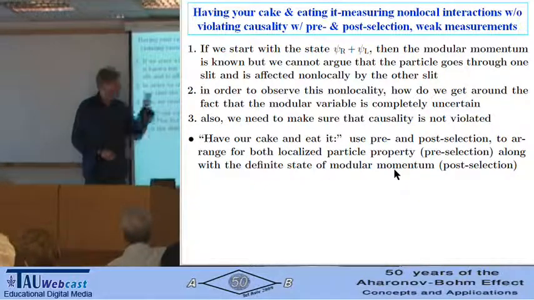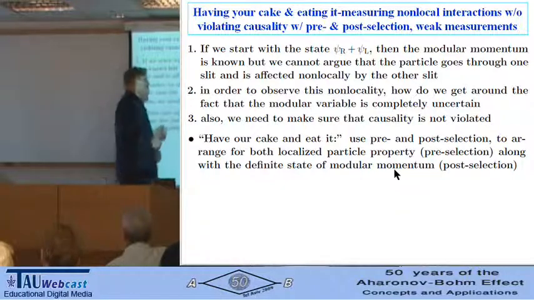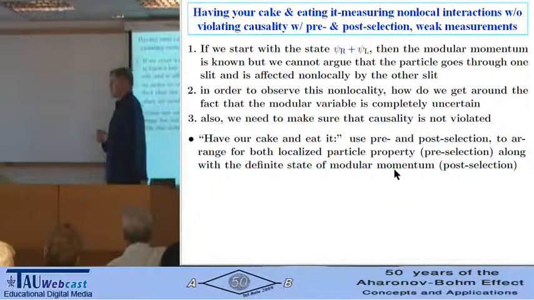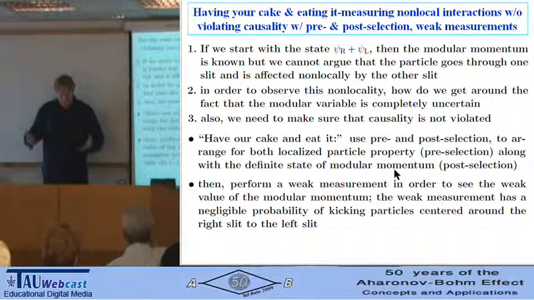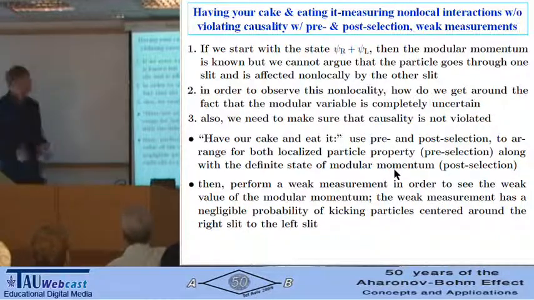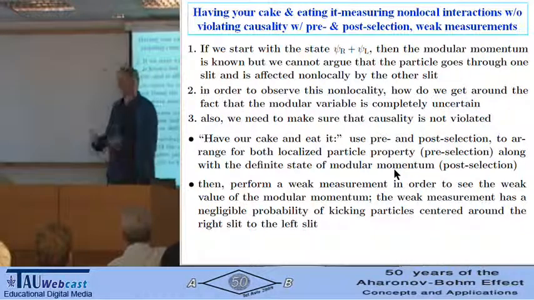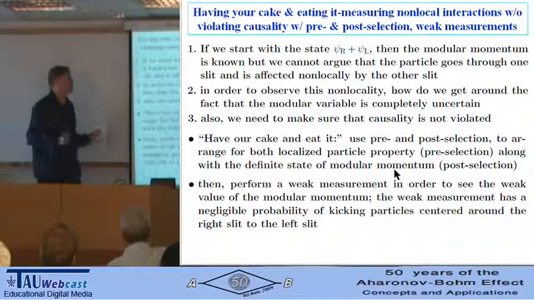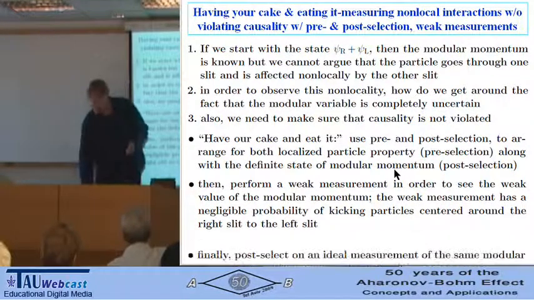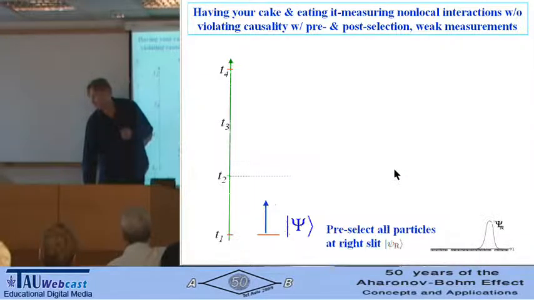The way this is going to happen is by using pre- and post-selection to arrange for both a localized particle at one slit, and also, on your post-selection, a situation where you can actually see this non-local exchange of modular momentum. What we're going to end up doing is a weak measurement on this modular momentum. And you can prove that by doing that weak measurement, you don't actually disturb it. You don't kick, or you kick very few particles from the right slit to the left slit. Okay. And then finally, we'll do a post-selection on an ideal measurement of that same modular momentum.